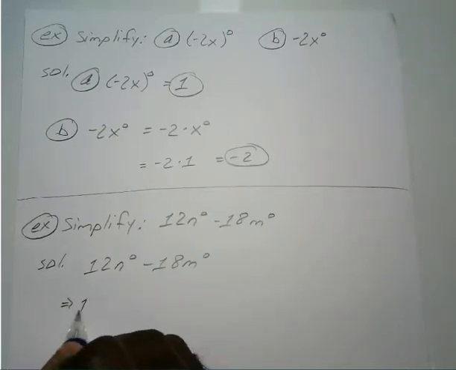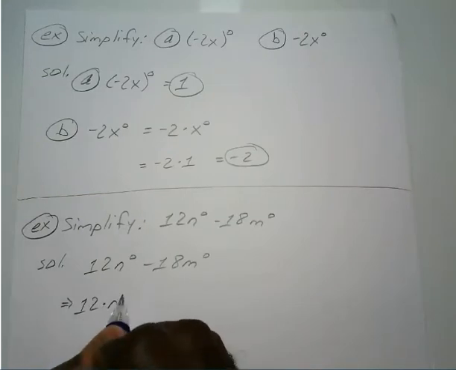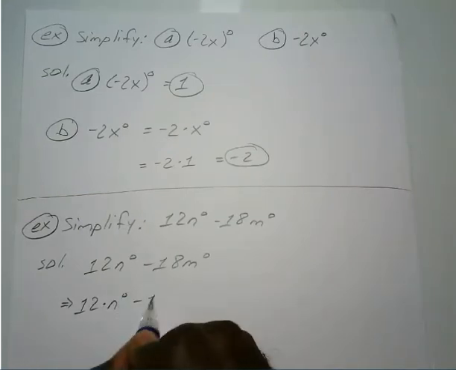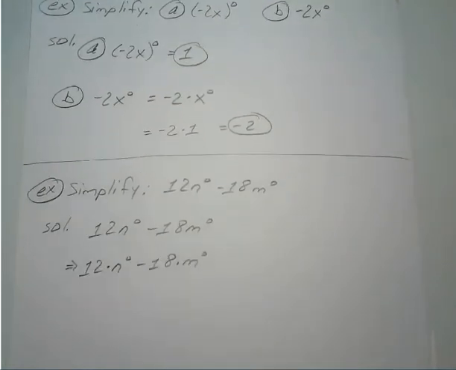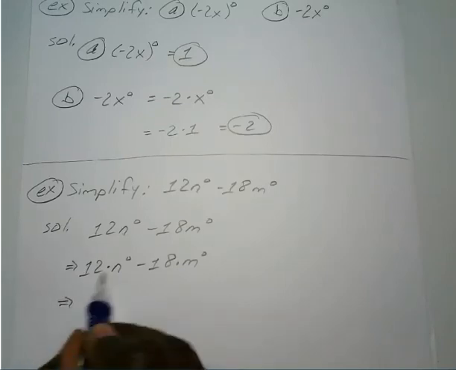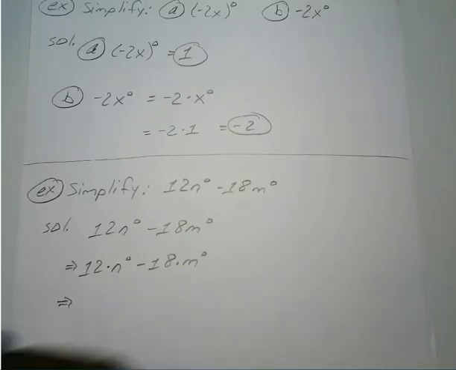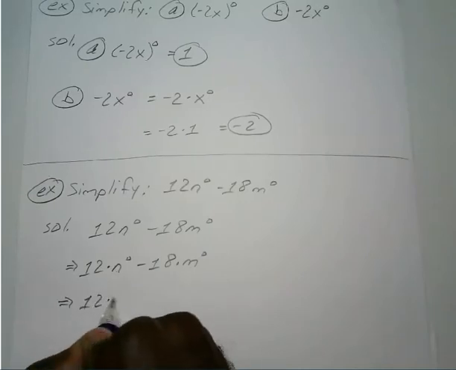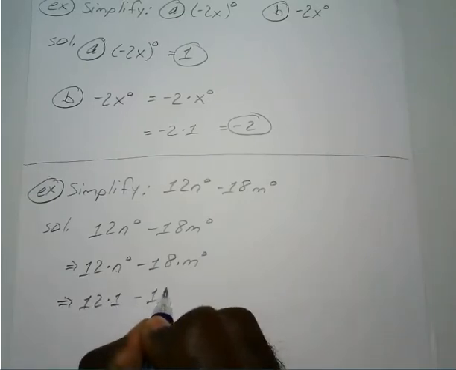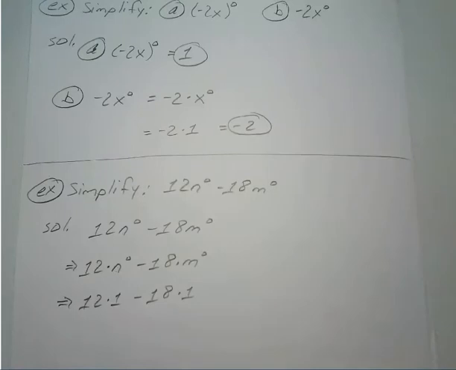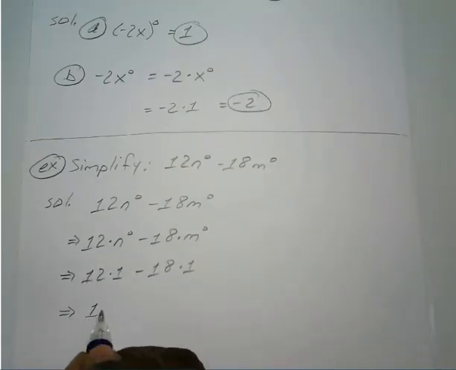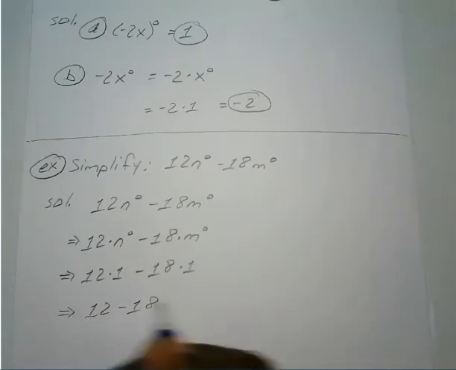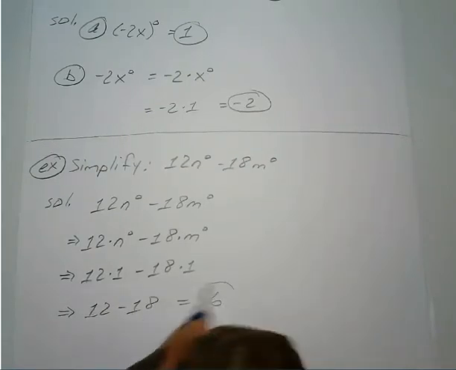So that's just like saying 12 times n to the power of 0 minus 18 times m to the power of 0. Okay, so there's no parentheses to keep all of those together. So anything to the power of 0 is equal to 1. So this is like saying 12 times 1 minus 18 times 1. So really that just becomes 12 minus 18, which is negative 6.